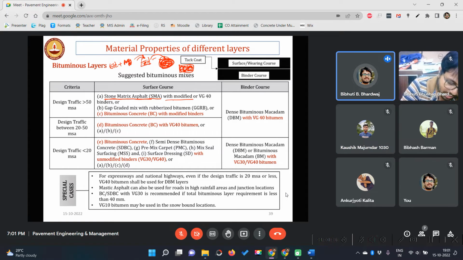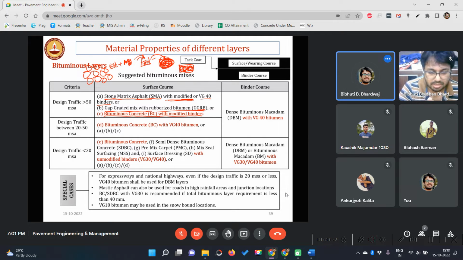So that you can do it with VG40, modified bitumen, or VG40. Now we know what is VG40. Gap graded mix with rubberized bitumen, GGRB. Gap graded means there will be fewer air voids that you can use. Bituminous concrete with modified binders.